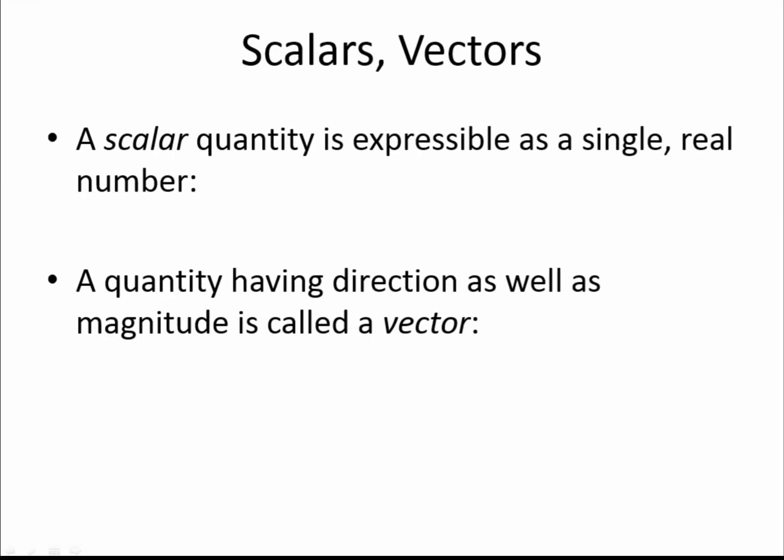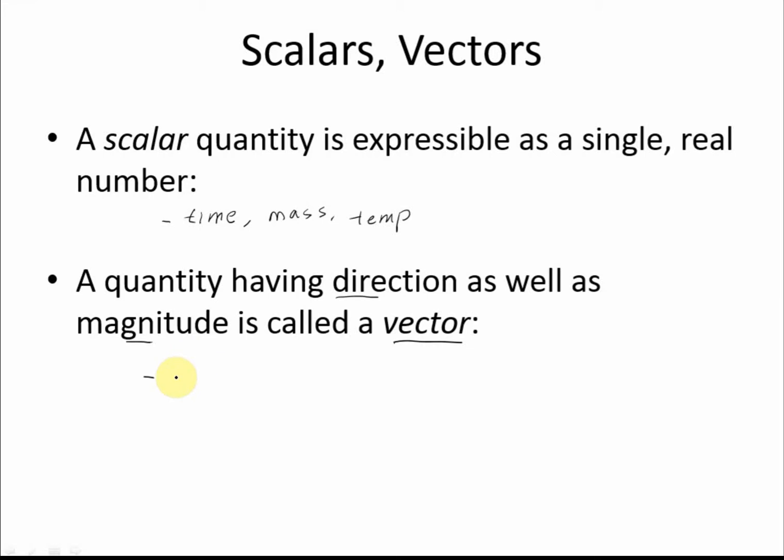So what is vector and what is scalar? A vector is a quantity that has direction and magnitude, and a scalar has only a single quantity, which is a real number or one magnitude. For example, time is a scalar, and how about the mass? That's scalar. And how about the temperature? That's scalar, right?